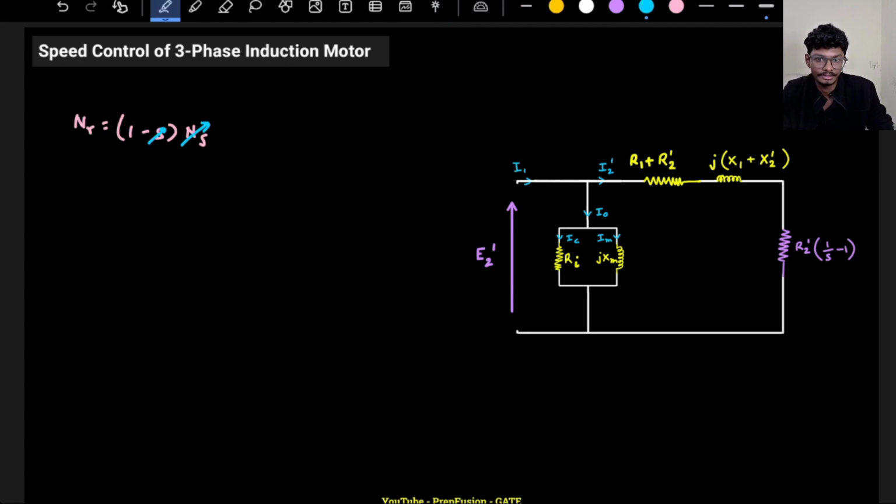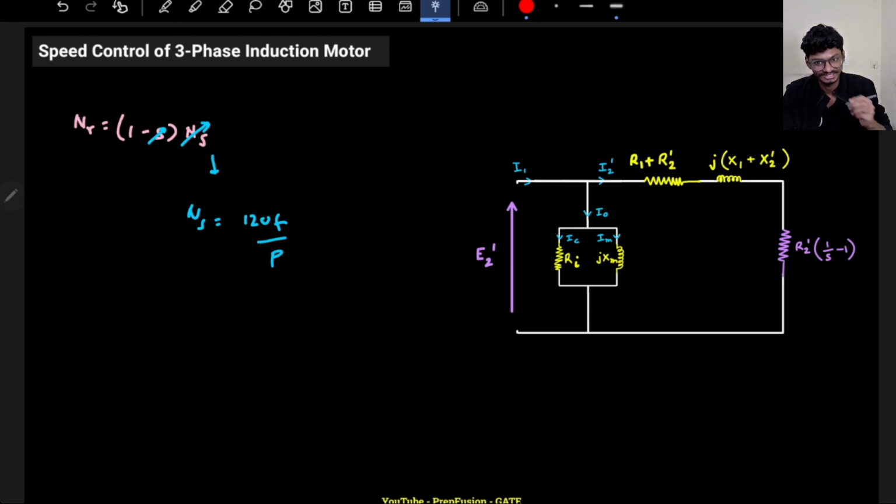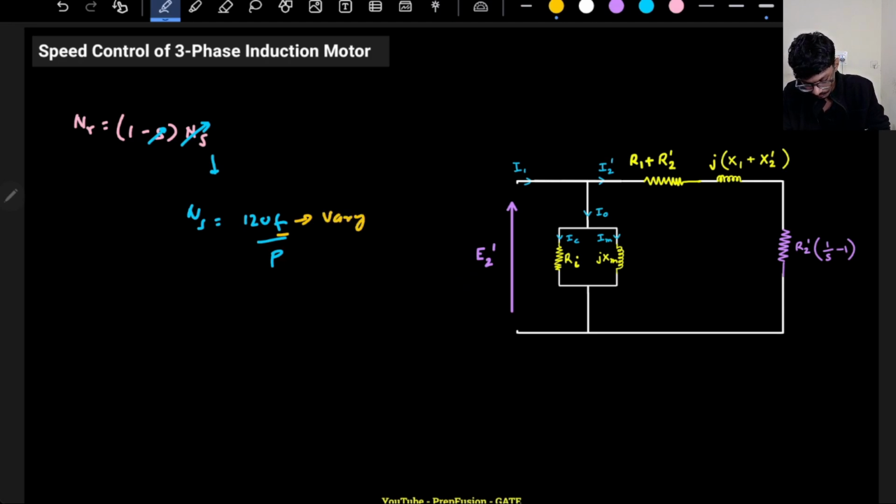So slip, how can I vary? What does slip depend on? We will try to change the slip with either voltage or rotor resistance. We will see how we can control the slip. Synchronous speed, how can I control? Synchronous speed is 120 f by p. Of course you will not change the number of poles while the machine is running, right? So this you cannot change. What is changeable? Only frequency. So we can only vary frequency. Basically we will try to change the frequency, that's it.